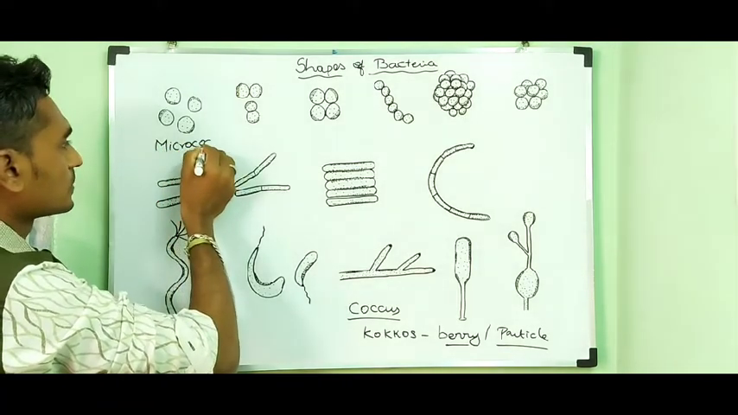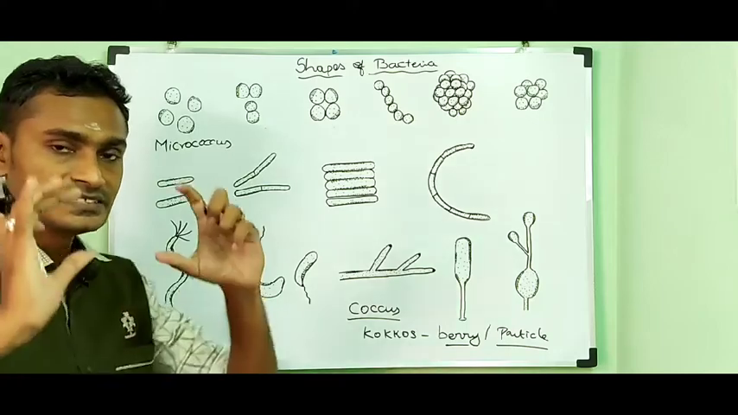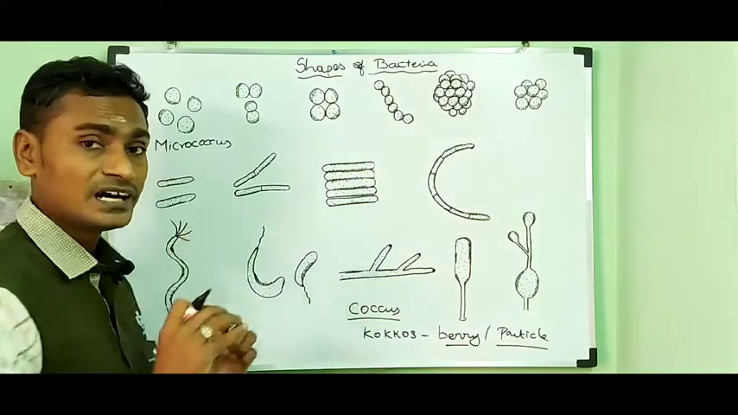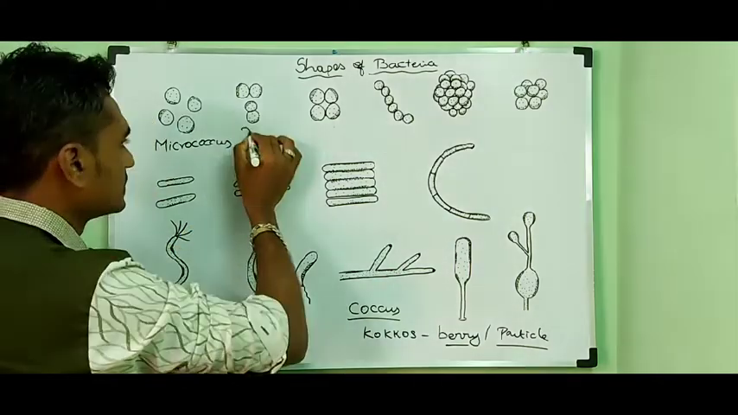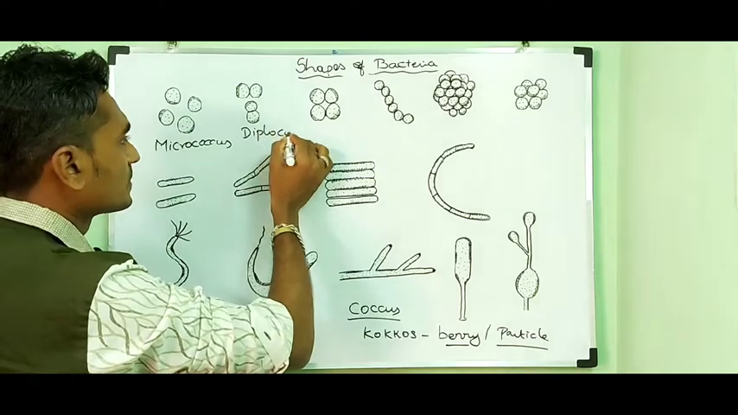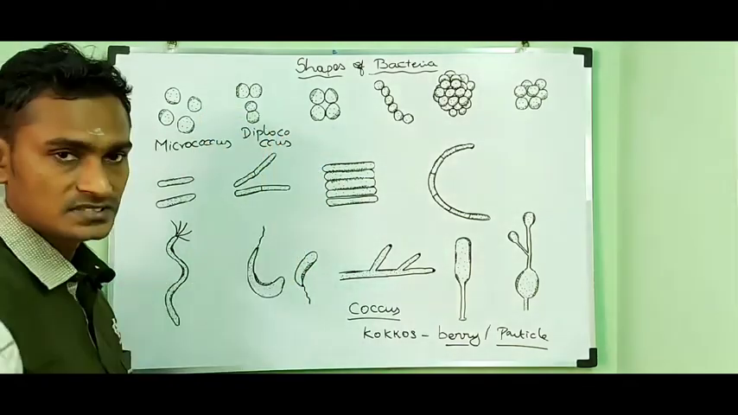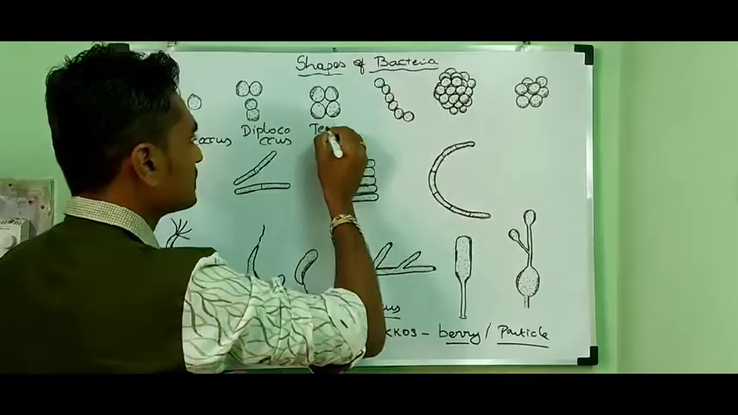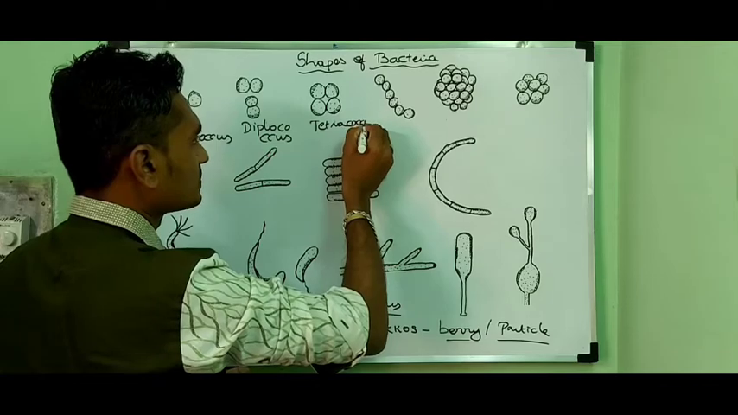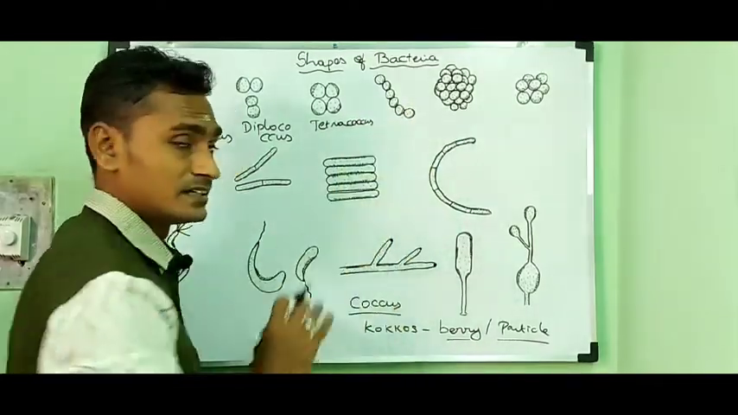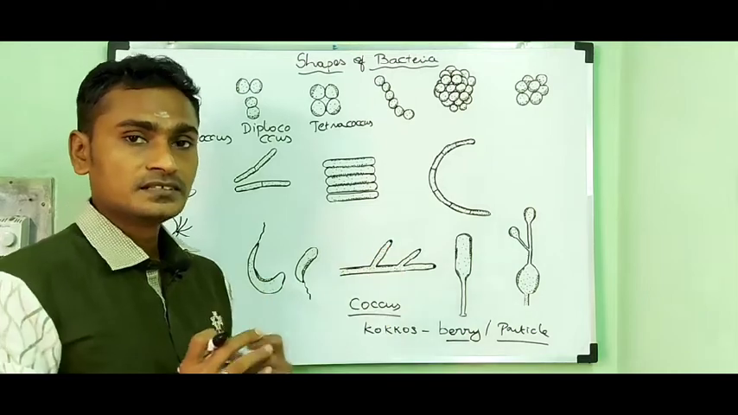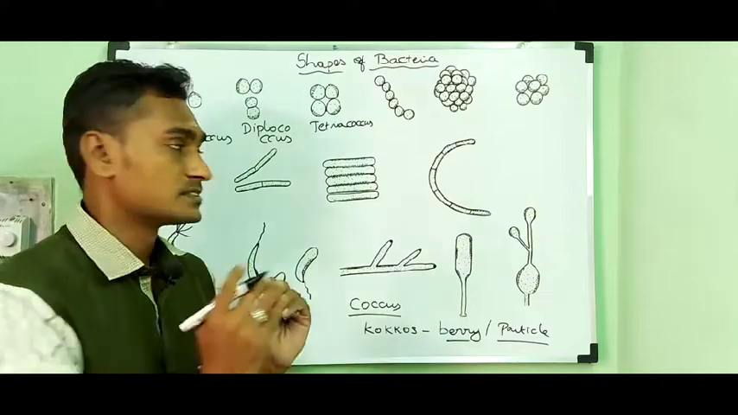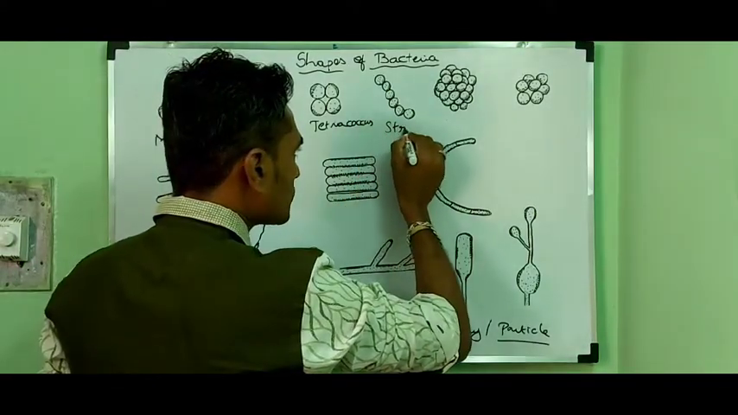If a bacteria occurs singly, that bacteria is called micrococcus. If that bacteria occurs in pair, they are called diplococcus. Then if the bacteria occur in fours, they are called tetracoccus. Then the coccus bacteria occur like a chain, and that bacteria is called streptococcus.